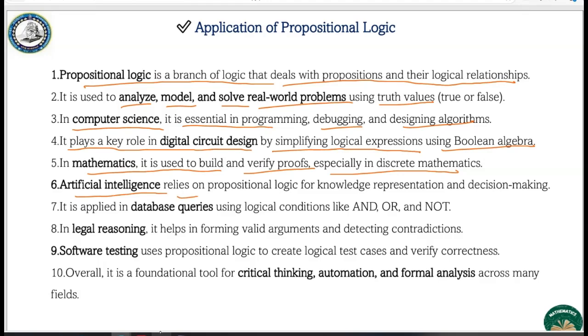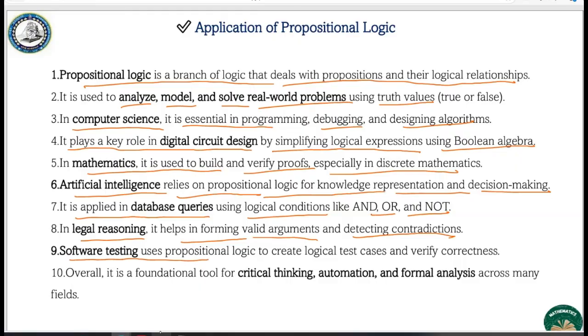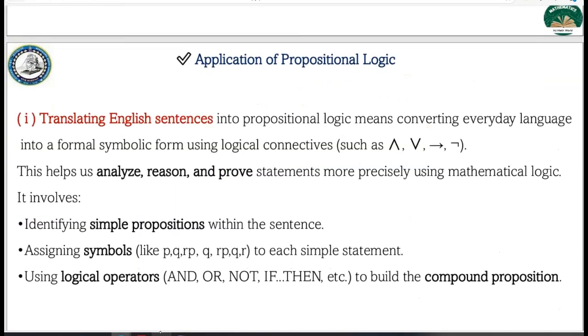Artificial intelligence relies on propositional logic for knowledge representation and decision making. It is applied in database queries using logical conditions AND, OR, and NOT. In legal reasoning, it helps in forming valid arguments and detecting contradictions. Software testing uses propositional logic to create logical test cases and verify correctness. Overall, it is a foundational tool for critical thinking, automation, and formal analysis across many fields. So these are some applications of propositional logic. Next, we have another application of propositional logic.